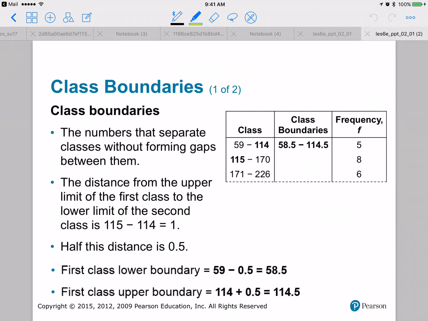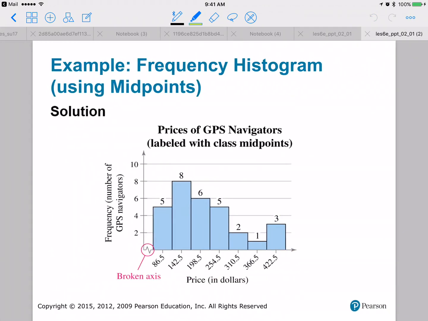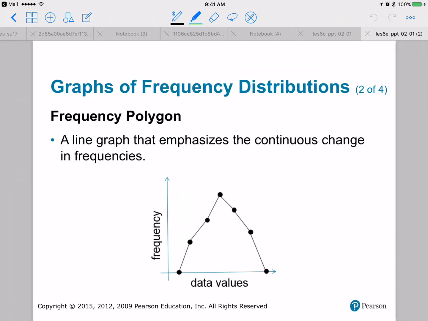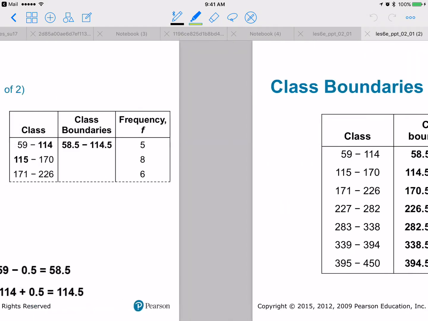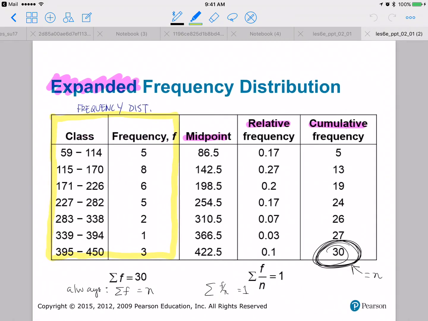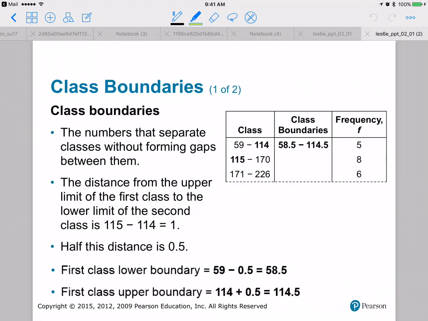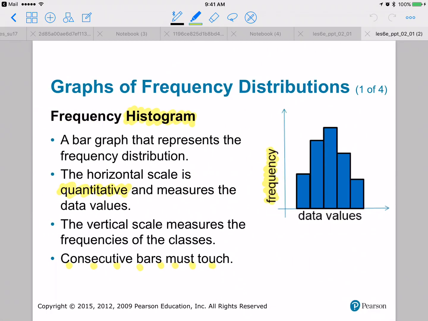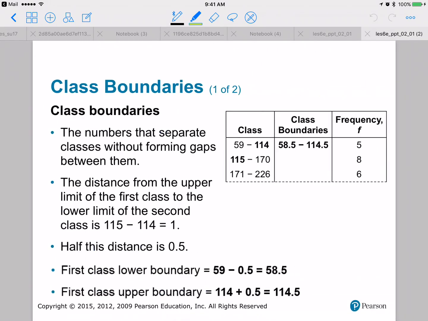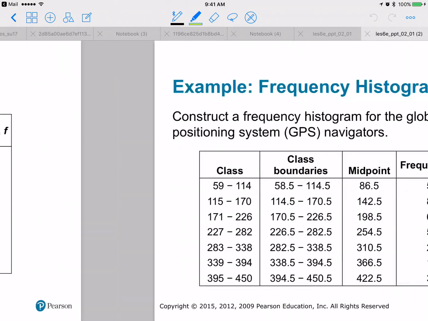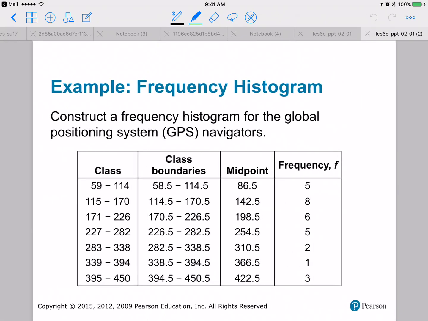So let's do an example. And in order to figure out how to do the, wait, I'm missing a slide. I am missing a slide. In order to figure out, oh no, it's coming later on. Okay. So in order to do a frequency histogram, you've got two basic ways you can do a frequency histogram. Let's just fast forward to this example.